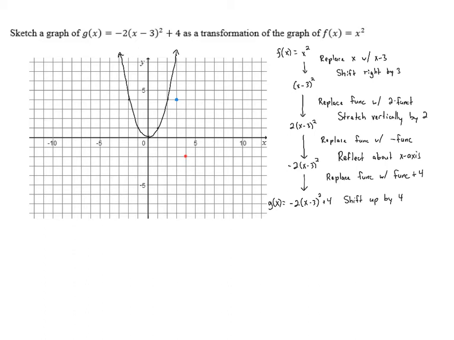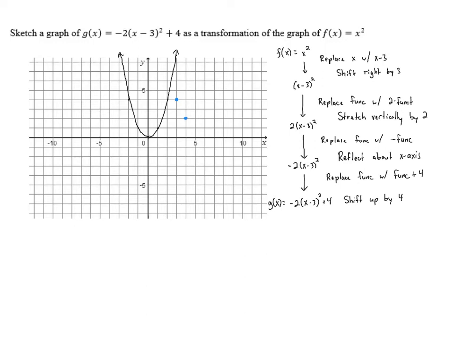And then the last transformation is to shift it up by 4 units. So when it's here, it goes up 4 units, and it's going to end up being right here at 4, 2. That is its final destination.